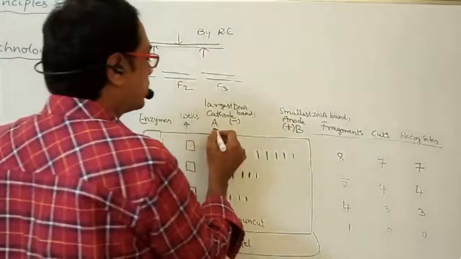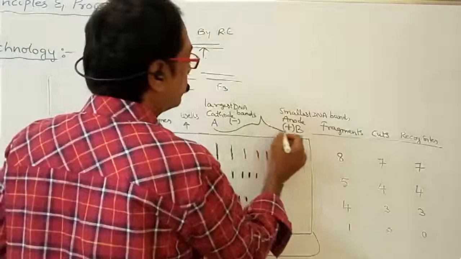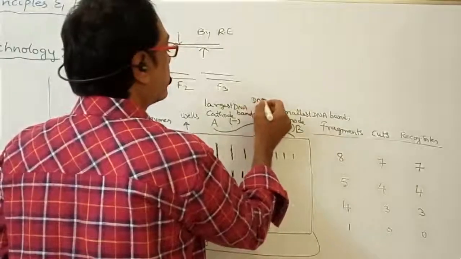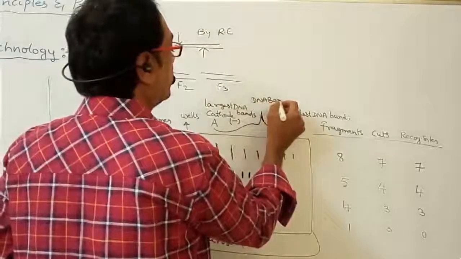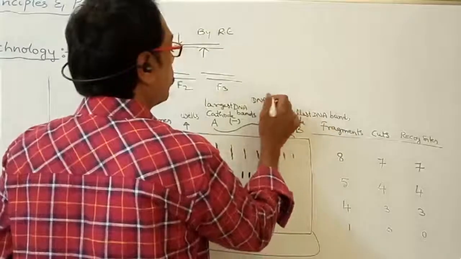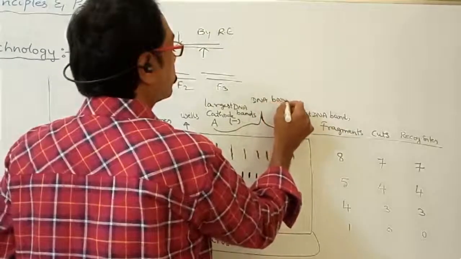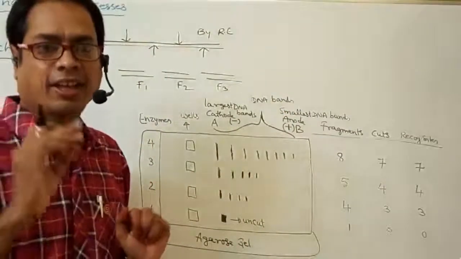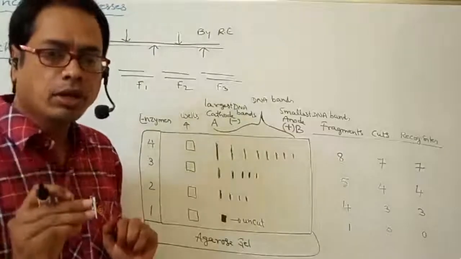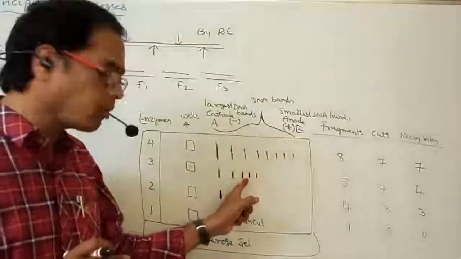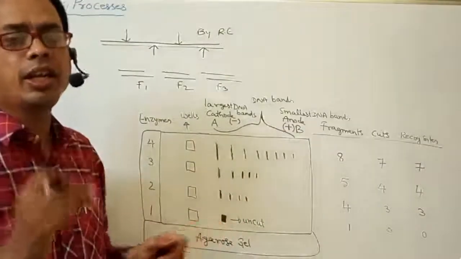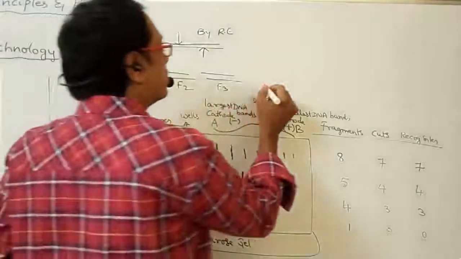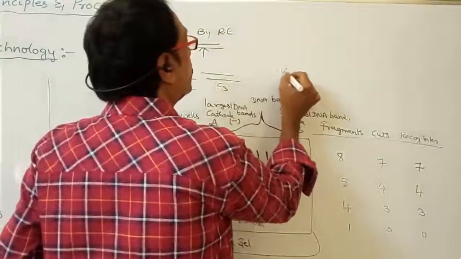So these are all nothing but DNA bands. These DNA bands are not visible to our naked eye. That's why to observe those DNA fragments, we have to stain them. So the staining substance of DNA is ethidium bromide.